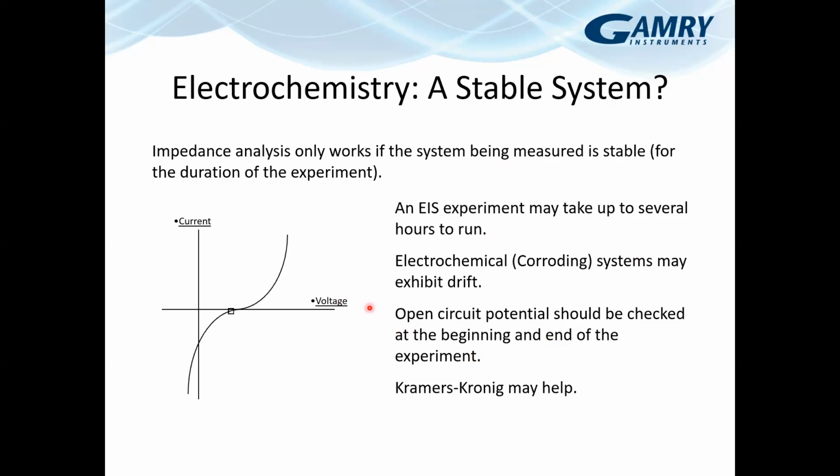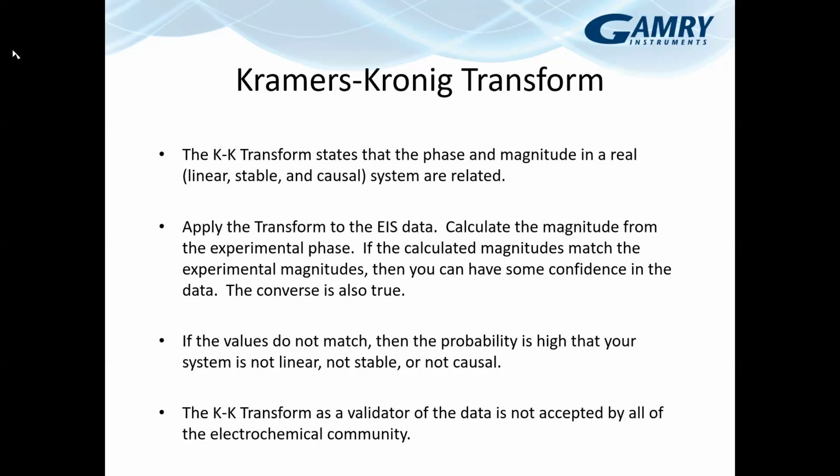A good way to check is to use open circuit potential. You can do an open circuit measurement at the beginning and at the end of an experiment, and if those two are the same value or within a couple millivolts, you've got a high degree of confidence that the system was stable over the time course of the experiment. There is another way to take a look at data if you're really not sure what may have happened, and that's the Kramers-Kronig transform, or KK transform, a mathematical evaluation that says that the phase and magnitude in a real system are related.